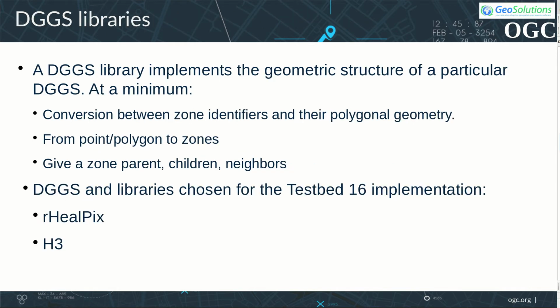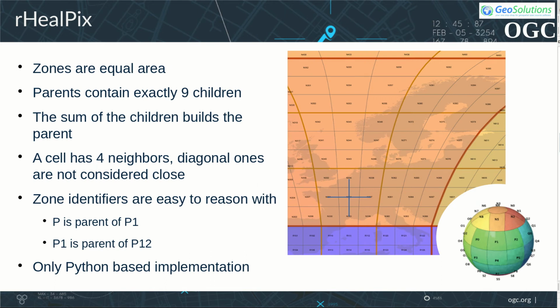A DGGS library provides the mathematical implementation of the partitioning and allows answering questions such as converting between zone identifiers and their boundaries, converting between points and polygons and their corresponding zones, and navigating between parent, children, and neighboring zones. The Testbed 16 server has been implemented on top of two libraries, one for the RealPix DGGS and one for the H3 DGGS.